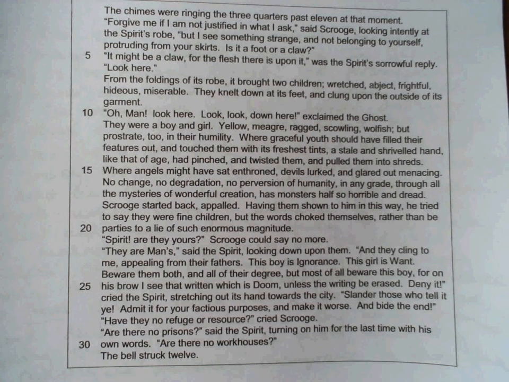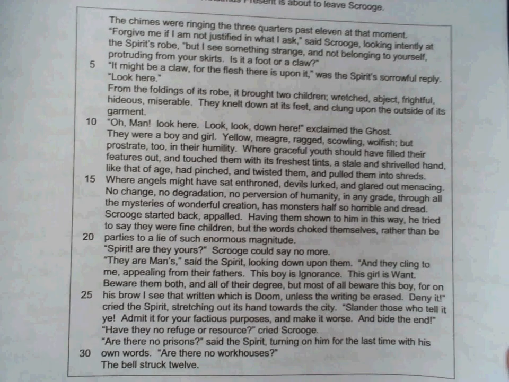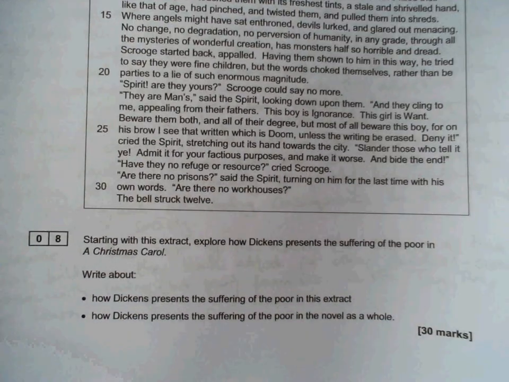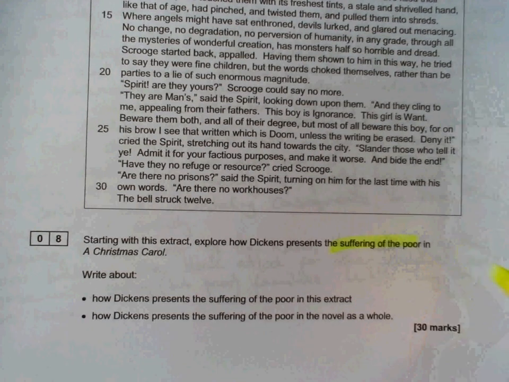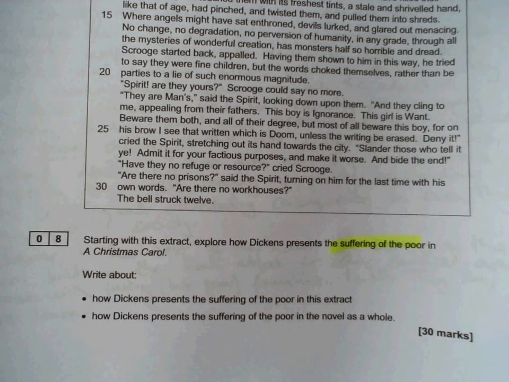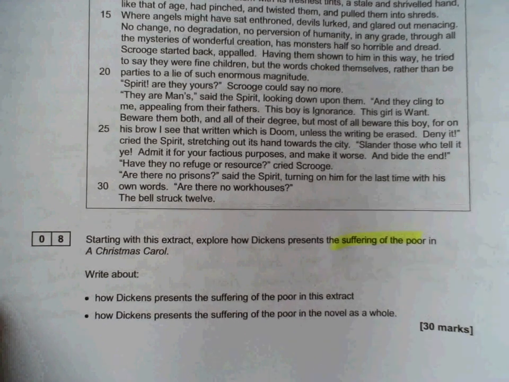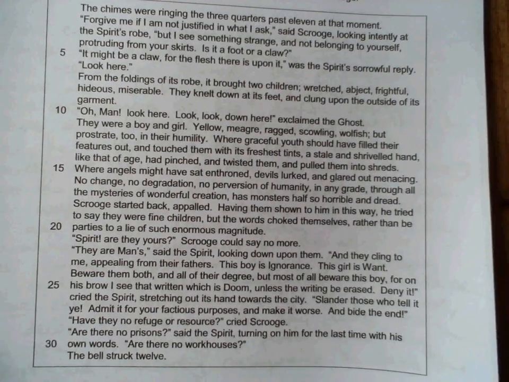Right, okay, so we're going to look today at the question for this paper, which was around the suffering of the poor in A Christmas Carol. That was a really good question, very timely, important for us to think about. As ever, we'll start by having a look at the extract, thinking what we would talk about from this, and then we will have a think about what from the rest of the novel, and then I intend to show you an example of a grade 9, not a full response, but how I would open it up.